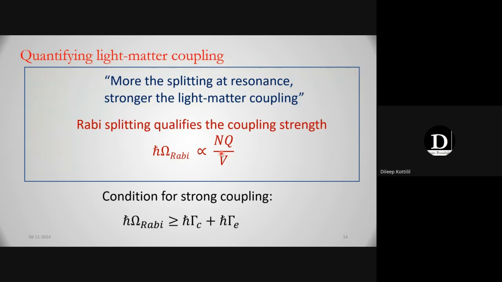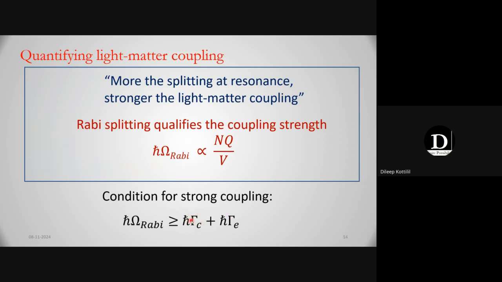So the lower the mode volume, the higher the coupling strength. And again, for strong coupling to happen, you need the Rabi splitting to be higher than the sum of the two different leaky factors. The first one is the cavity leak rate constant, or the decay rate. And this is the exciton decay rate, because an exciton cannot stay as an exciton forever. It has a decay rate.